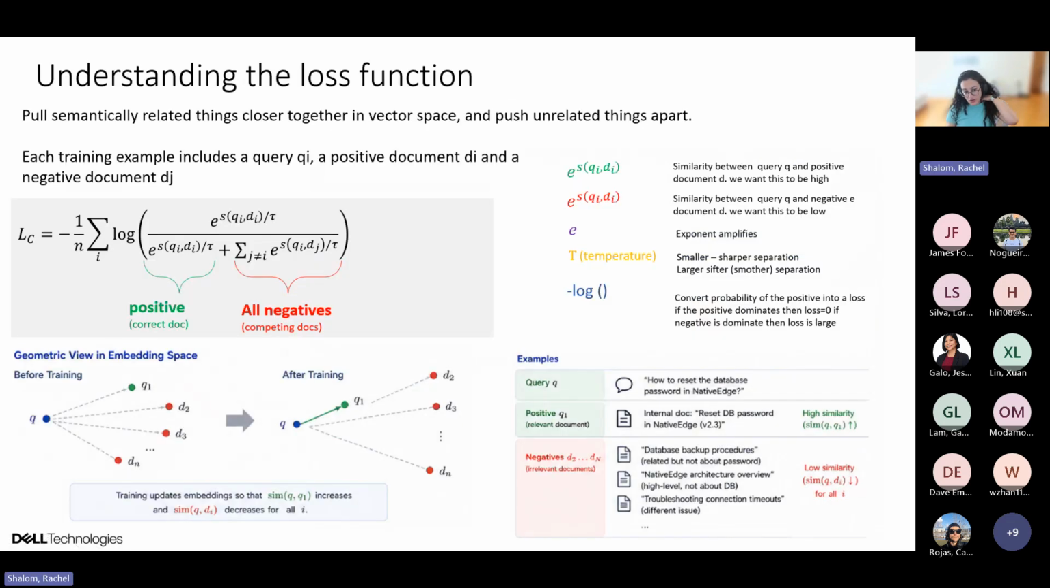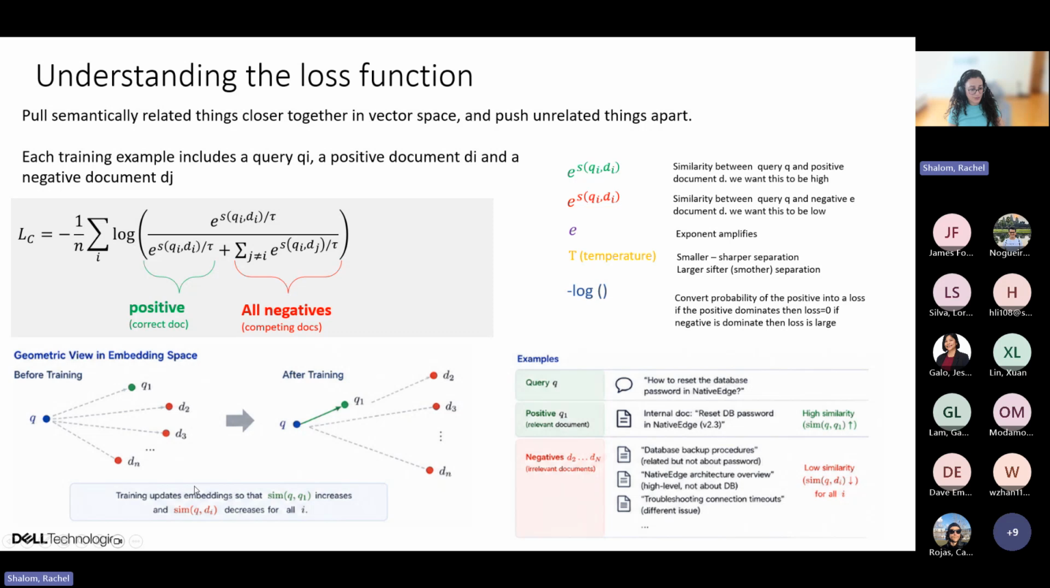And here I put it again. I think maybe taking a look at the geometric view of the log loss of similarities. Let's say before training, let's take a sample of, again, how do I reset the database password, and I have a positive document, and then I have a few negatives.